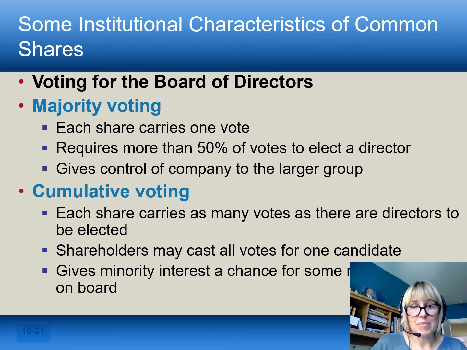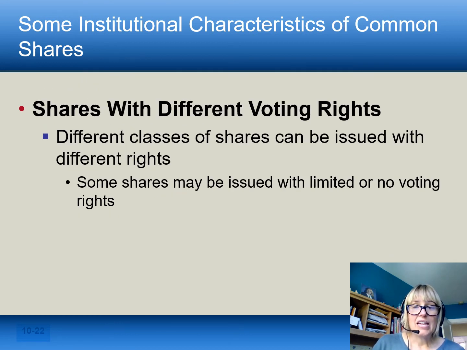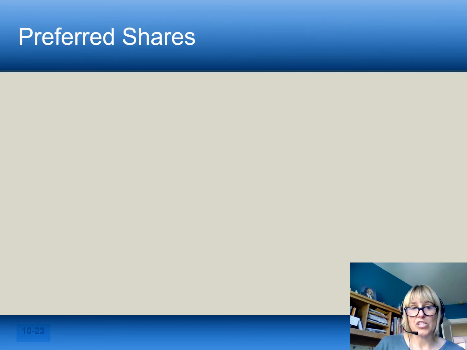With cumulative voting, each share carries as many votes as there are directors. Shareholders may cast all votes for one candidate. That gives a minority interest a chance for someone on the board. Cumulative voting is not common in Canada. We tend to have majority voting. Yes, shares can be issued with limited or no voting rights, absolutely. Or like I said, 10-to-1 or 4-to-1 ratios.